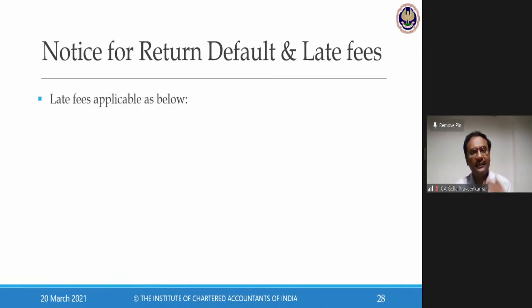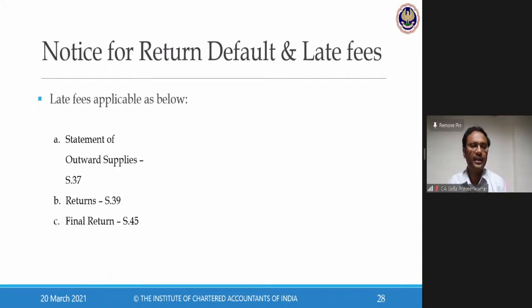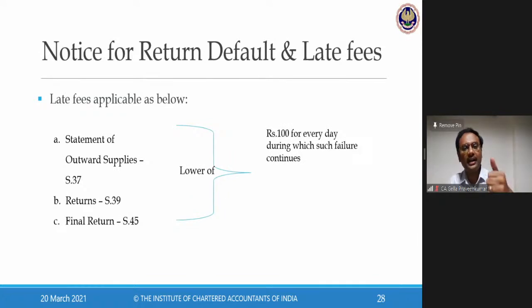Next, late fees. In case, sir, I have to file my returns, but I have not filed my returns, then what is the late fee? As of now, law says any GSTR 1, GSTR 3B or final return, if you have not filed any of these returns, or if you filed belatedly, then the lower of 100 rupees per day or maximum of 5,000. Either of these two, whichever is lower, shall be collected as late fee.